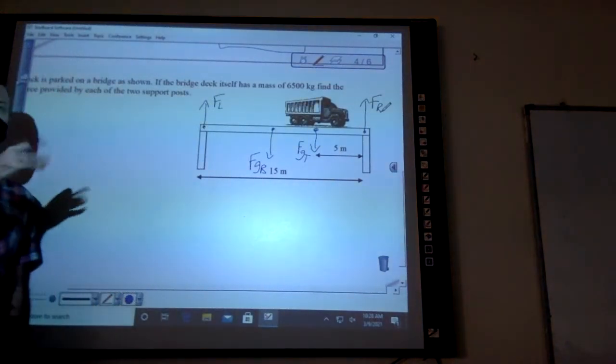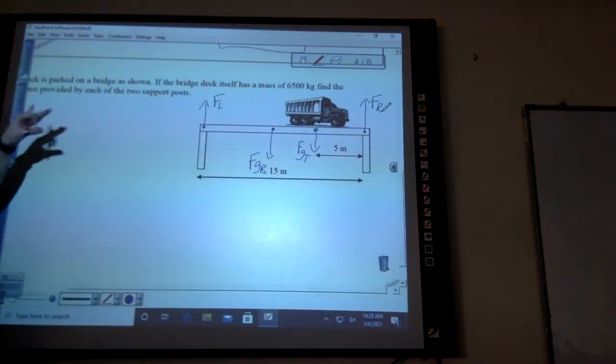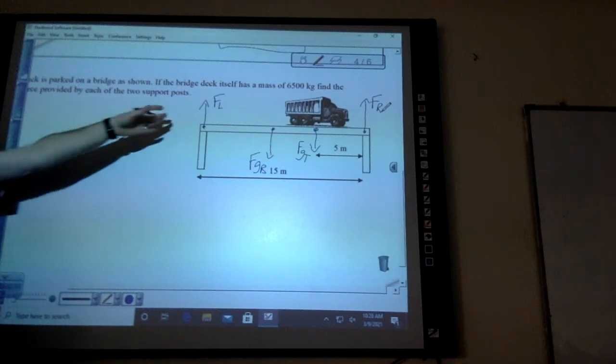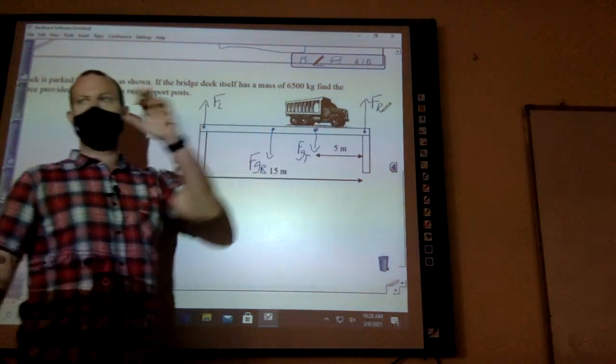You could call it force 1, force 2. You could call it whatever you want. I couldn't care less. Just label it. If you call this F for force, and this F for force, you're going to get confused.